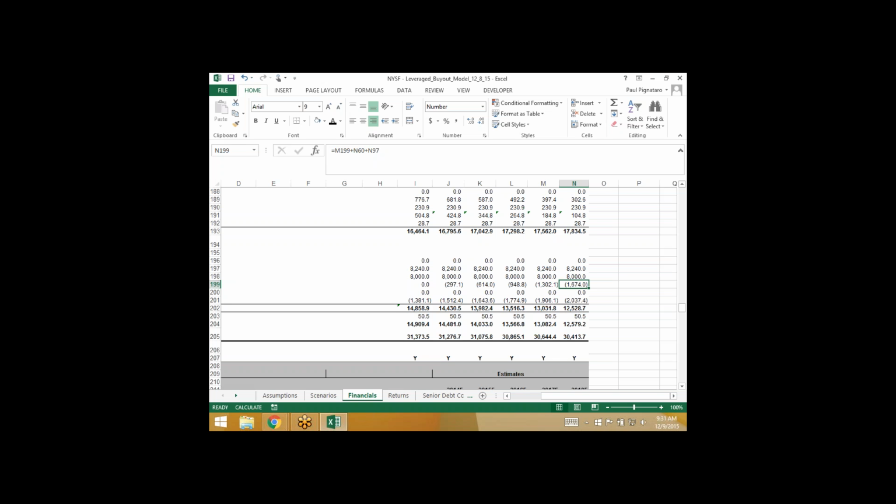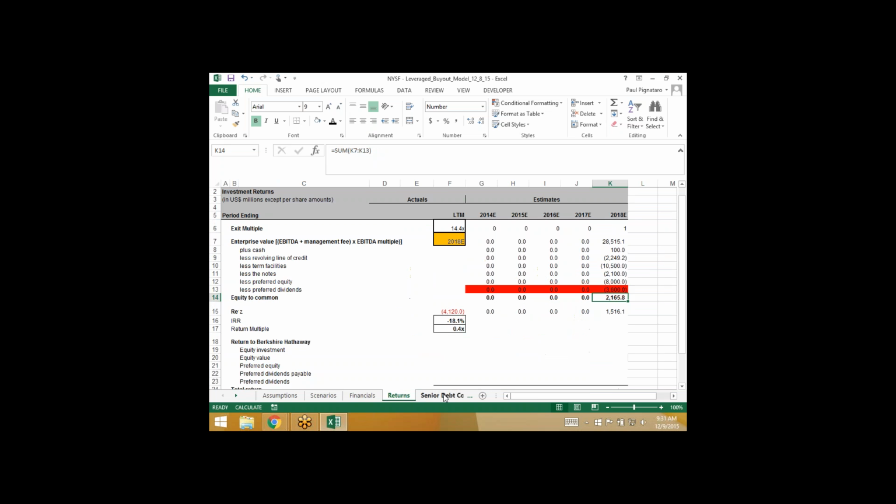Good? What does this do to the returns? Let's look at it. Kills it. Why does it kill it? 18.1. Yeah, dividends are being paid. So what does that mean? That's that pay down more interest. Yeah, what else? More simply. What's cash? Less cash.